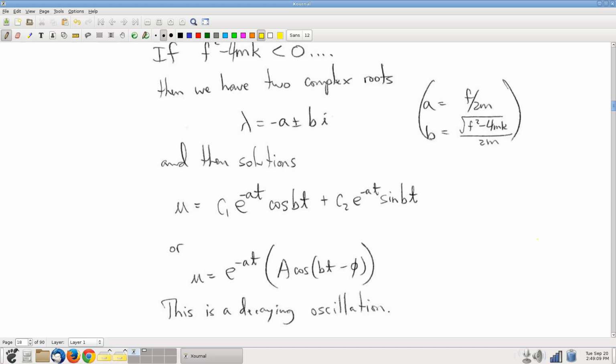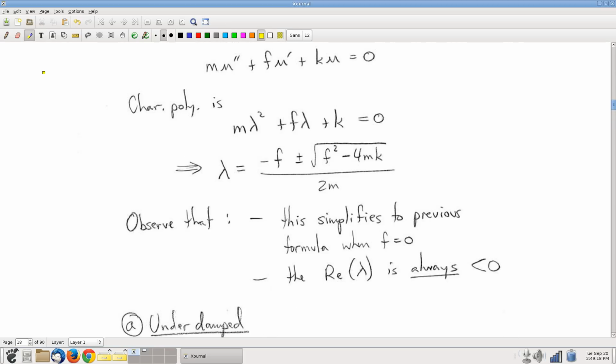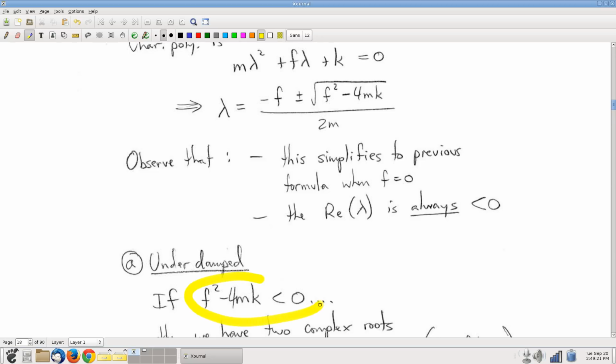Okay, now there is a bit of a concern that we need to address, and that is, don't forget, this was just the first case. This was just the case where the discriminant was negative. We have to consider two other cases. This discriminant does not have to be negative. It's entirely possible that this discriminant might be positive. Maybe f is really large. Maybe m and k are really small.